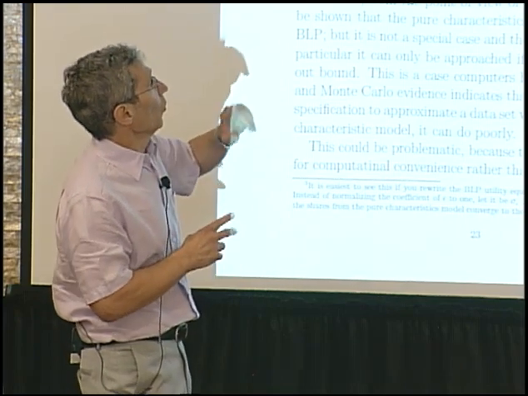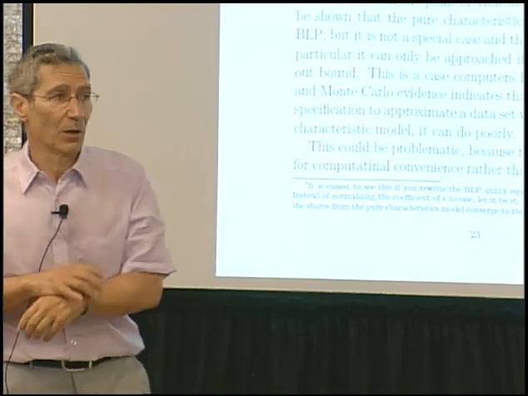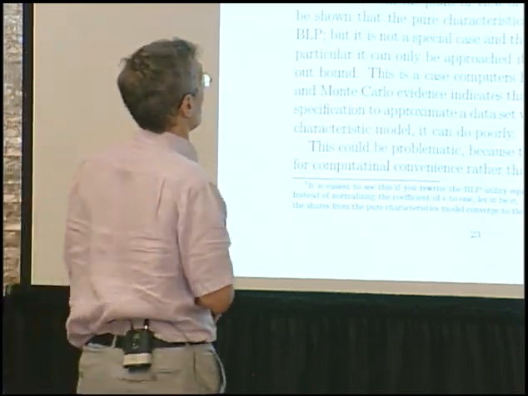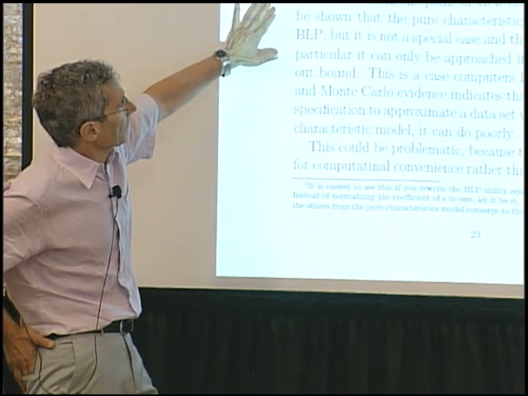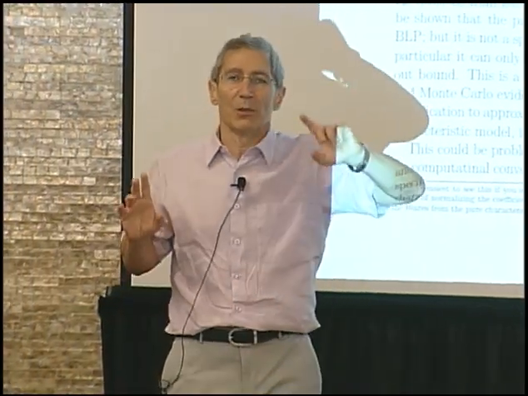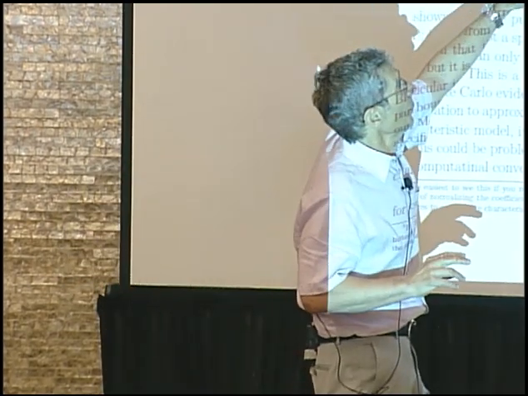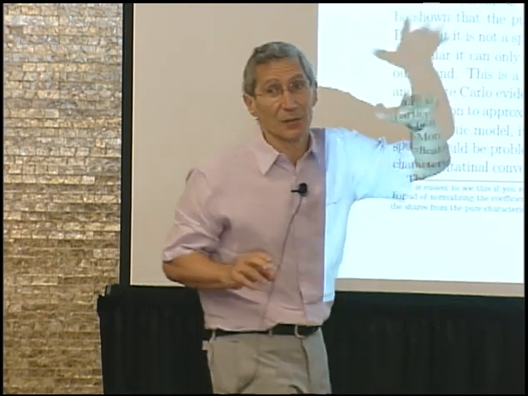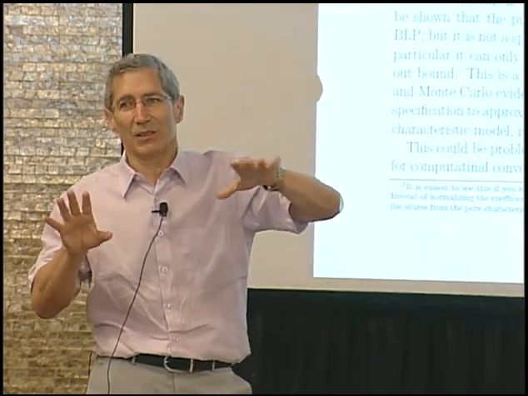Okay, so it breaks it. Let me now talk a little bit about the difference between the pure characteristic model and BLP just for a second. The only difference between these is the epsilon ij's, okay? So you might well think this, but you can show that the pure characteristic model is a limiting case of BLP. So it's not a special case. This difference actually matters, okay?